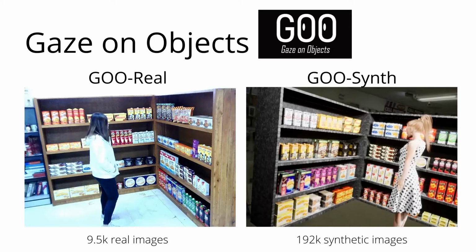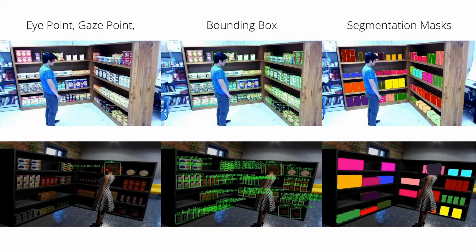A sample image consists of a human or human mesh model looking at an object on the shelf. As with existing gaze-related datasets, head bounding box, eye point, and gaze point on the object is provided. Additionally, all objects in the scene are annotated with their respective bounding box, class, and segmentation mask. With these annotations, GOO can also be used for other tasks such as object detection and segmentation.